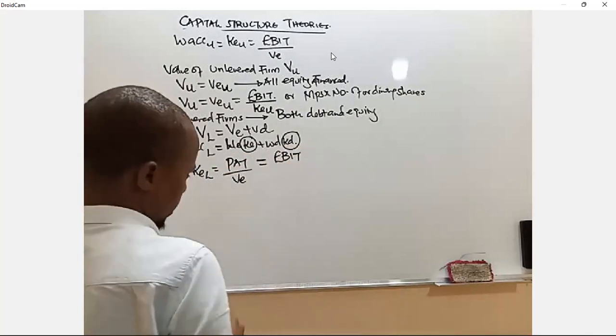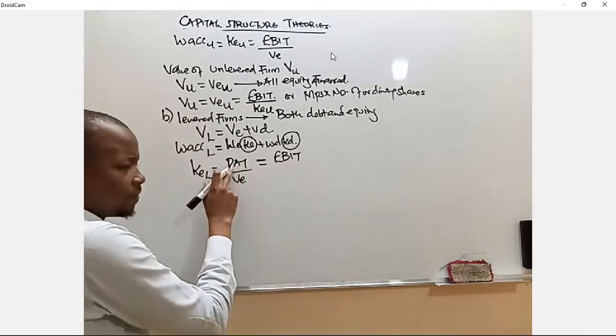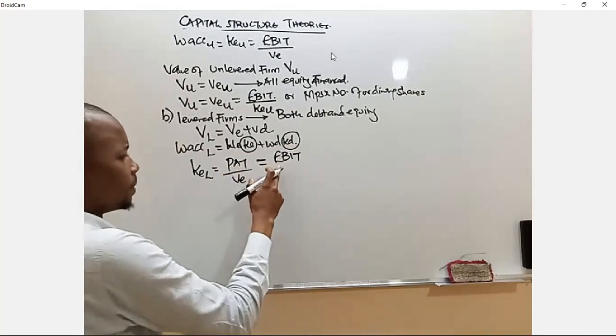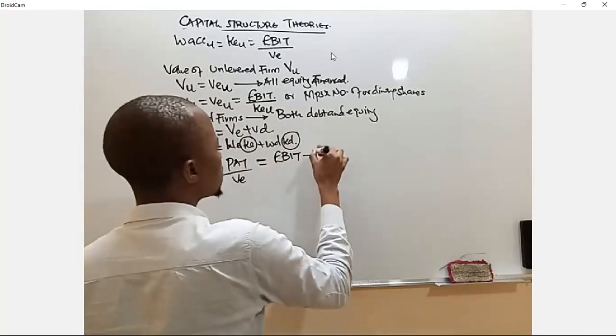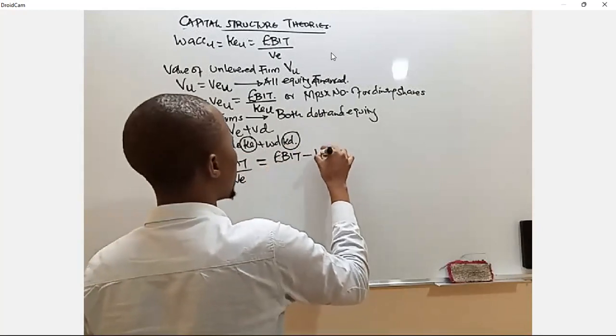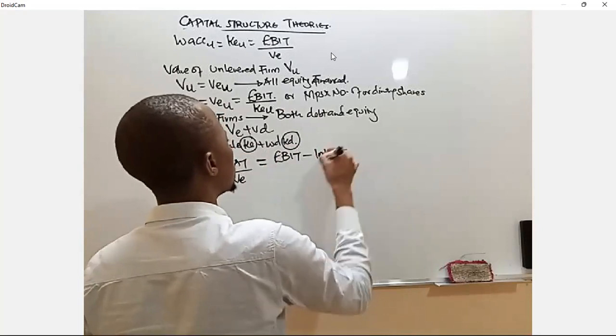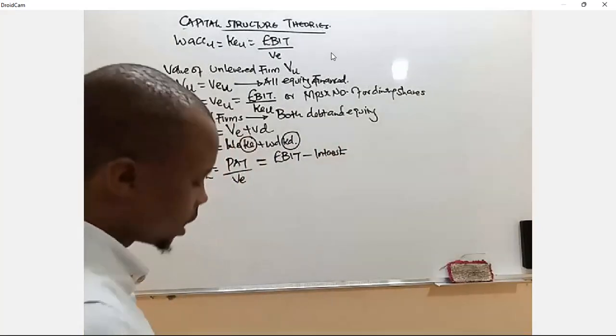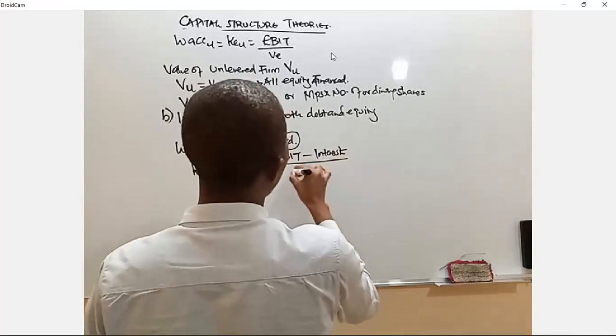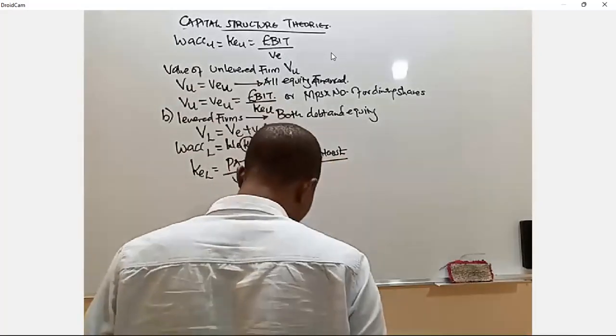Sometimes the examiner may give you the EBIT rather than the profit after tax. Then you just need to subtract what? We subtract our interest, and we divide it by the value of equity of the levered firms.